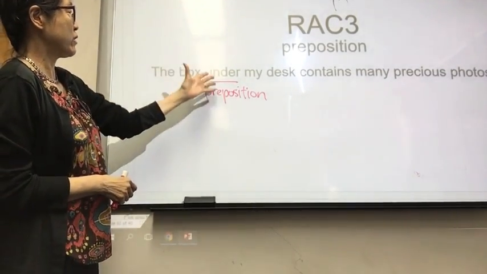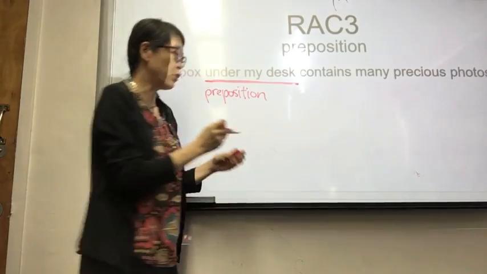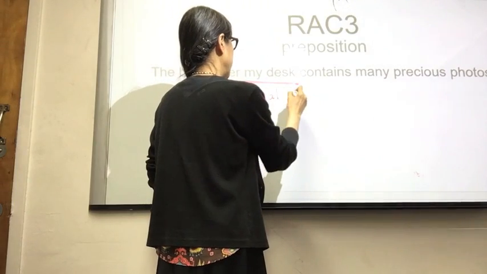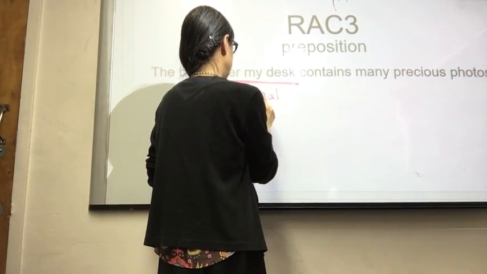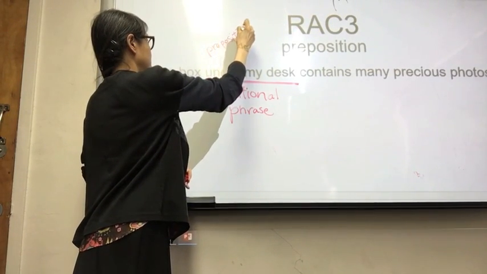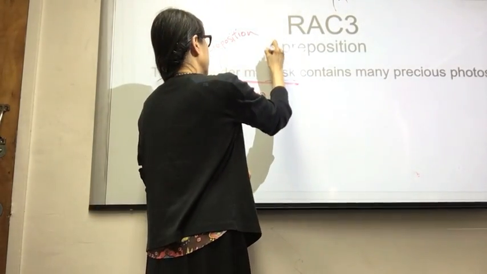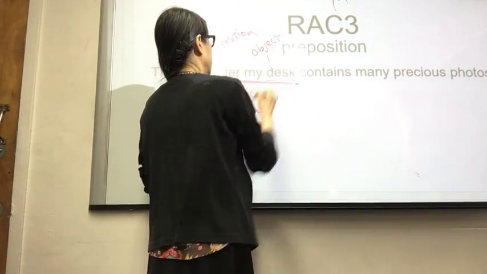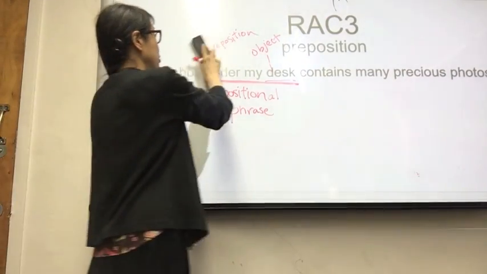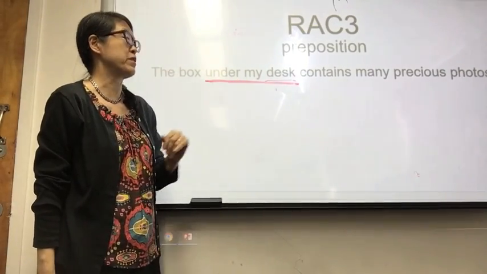But let's just look at this preposition. Now, if I underline this whole phrase, do you know what that's called? That's a prepositional phrase. And it's made up of the preposition under and my desk. Do you know what we call desk? We call that the object of the preposition. Okay? So preposition plus object of preposition, and that's a prepositional phrase. And that is RAC number 3, prepositional phrases.